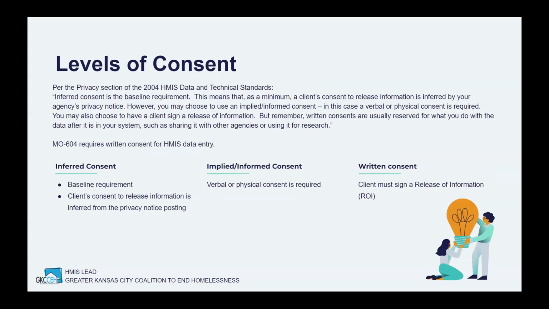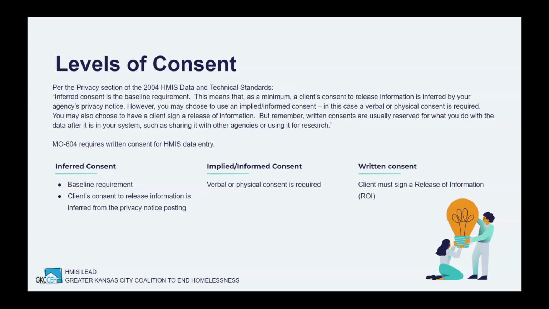Per the privacy section of the 2004 HMIS Data and Technical Standards, inferred consent is the baseline requirement. This means that as a minimum, a client's consent to release information is inferred by your agency's privacy notice. However, you may choose to use an implied informed consent. In this case, verbal or physical consent is required. You may also choose to have a client sign a release of information.